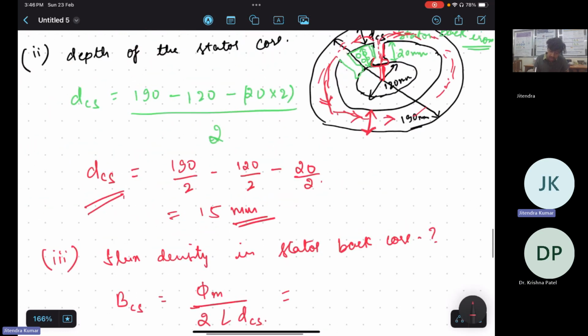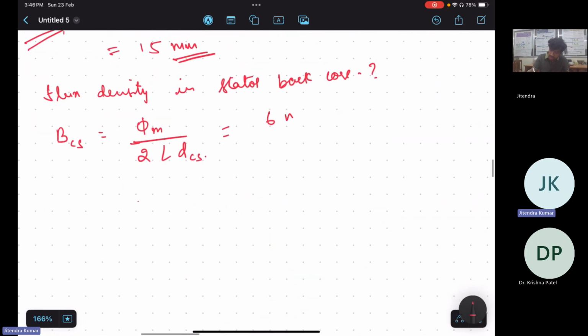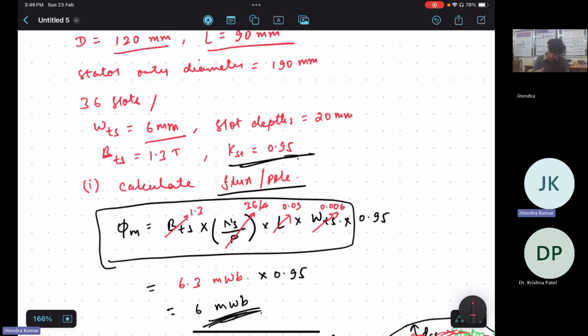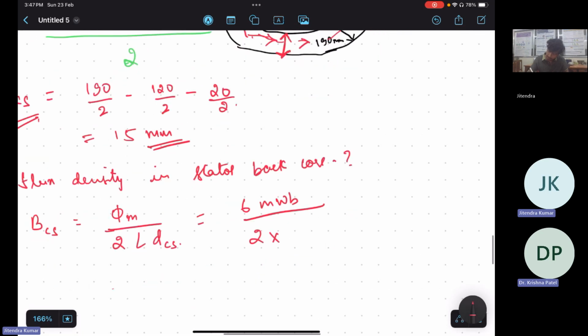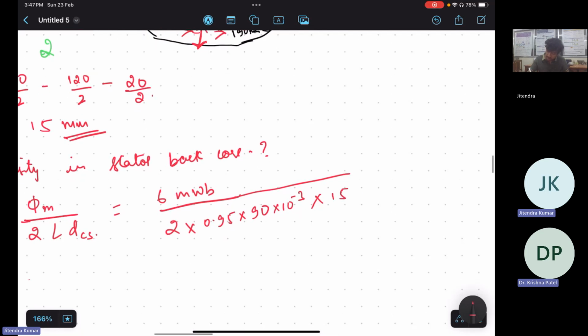Have we calculated phi m? Yes, 6 milliweber we have found. So the flux per pole is 6 milliweber, divided by 2 into the axial length, which is again 90 mm, I guess, into 0.95 because of the stacking factor, into 15. Into DCS, just now we calculated the stator back iron length is 15 mm. So we can calculate this value.